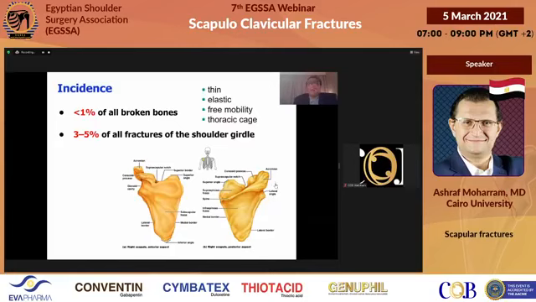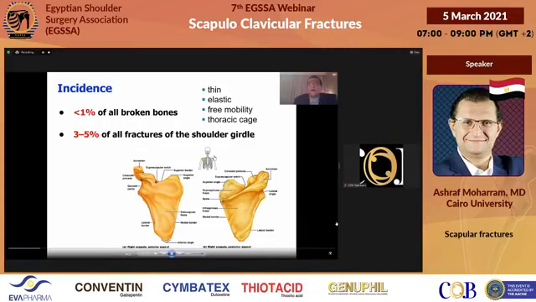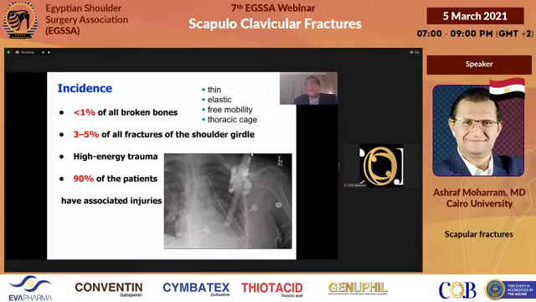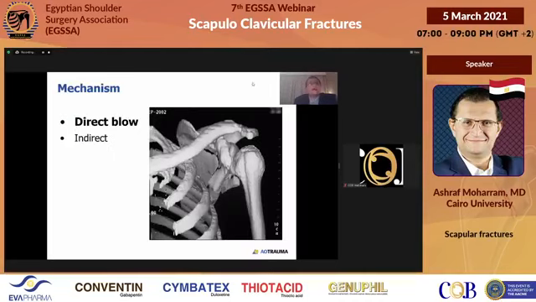It's not common. It's less than 1% of all broken bones and about 3 to 5% of shoulder girdle fractures. And why is that? Because it's a really thin and elastic bone, which freely moves over the thoracic cage. So it's difficult to injure it. It is usually injured in high energy trauma, and that's why 90% of these patients have associated injuries.